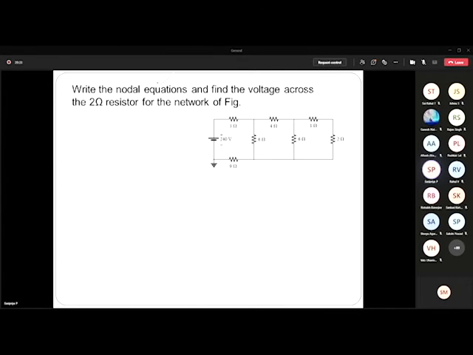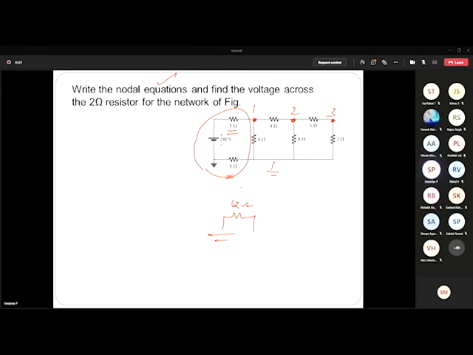But here it's given as a nodal equation. So obviously node 1, node 2, node 3, and this is my reference node. Here, can I say the current flowing through this 3 ohms and 9 ohms will be the same? So what I can do is combine these two and write them as a 12 ohm resistor.